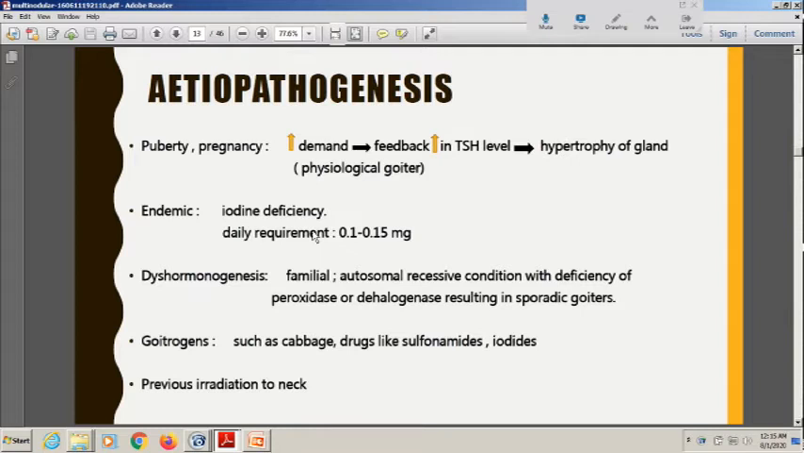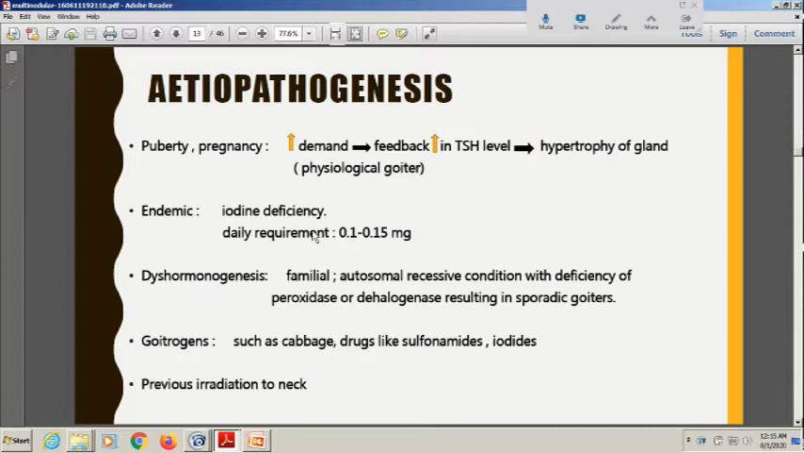Both will form the physiological goiter. This is just because of the demand and deficiency. Now the second thing is endemic goiter. Endemic goiter is because of the deficiency of iodine. Endemic goiter mostly occurs in an area where there is iodine depletion in the soil. So there is an area with depletion in soil, mostly away from the sea.